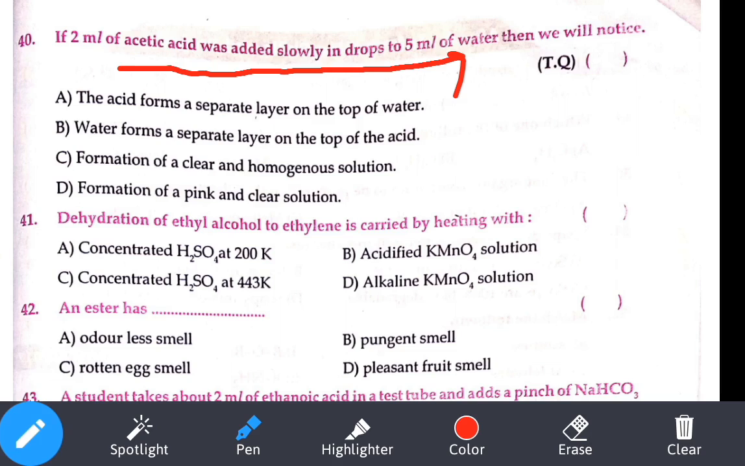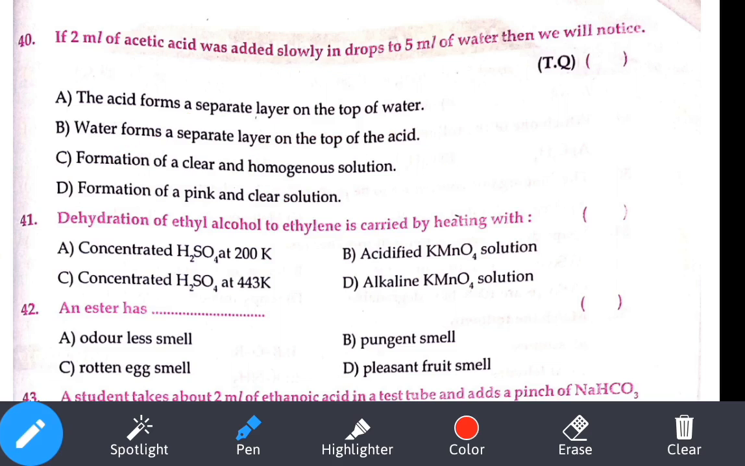So acetic acid is a weak acid. We are adding it into water, so we will get a clear solution, and it will be completely distributed. Acetic acid will be completely distributed in the water, so we can say that a clear and homogeneous solution is formed. Okay, let's see the next question.